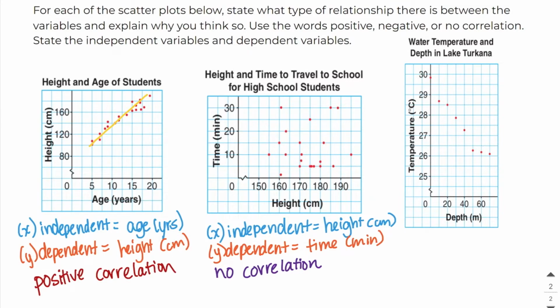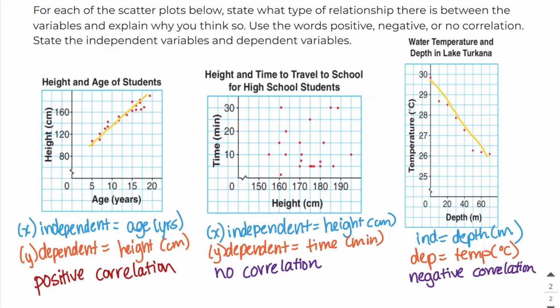Okay, all right, in our last example, we're going to look at water temperature and depth in a lake. Okay, so here we know that our independent variable is going to be the depth in meters. And here we know that our dependent variable is going to be the temperature in degrees Celsius. And as we look here, it appears that it's decreasing as you go from left to right. It's going down, which means that this has a negative correlation.